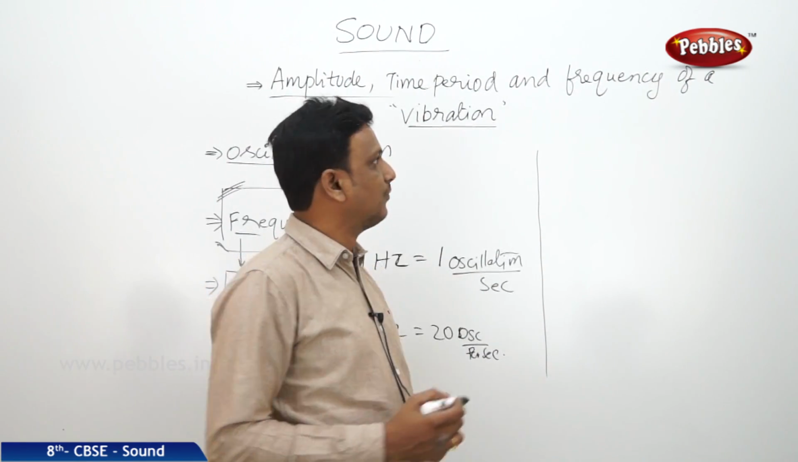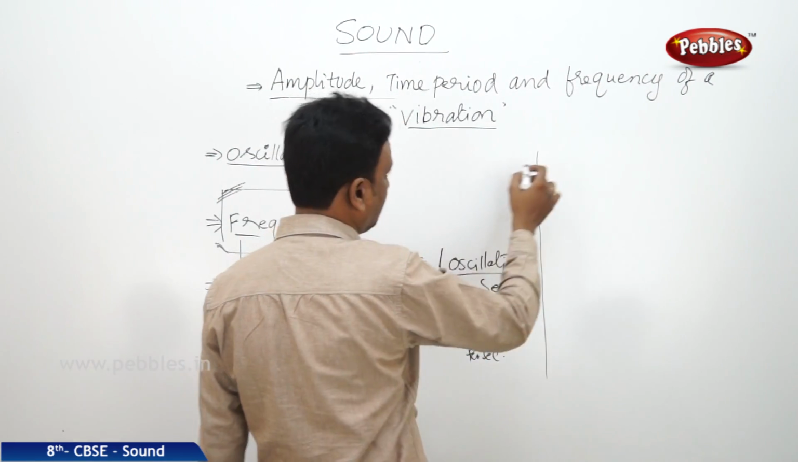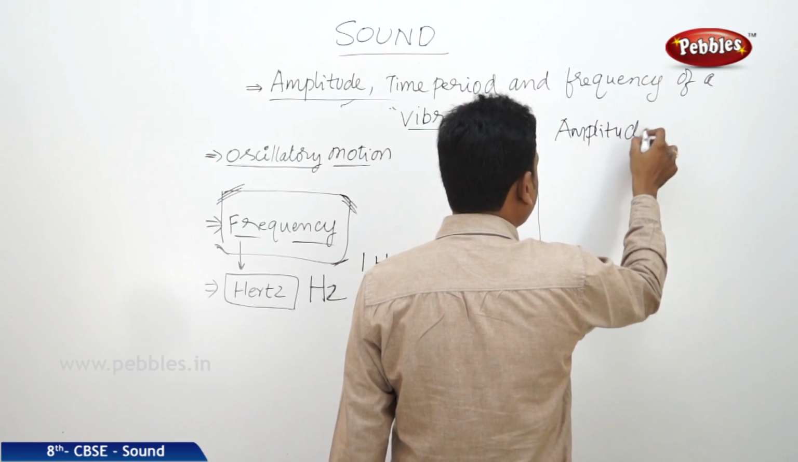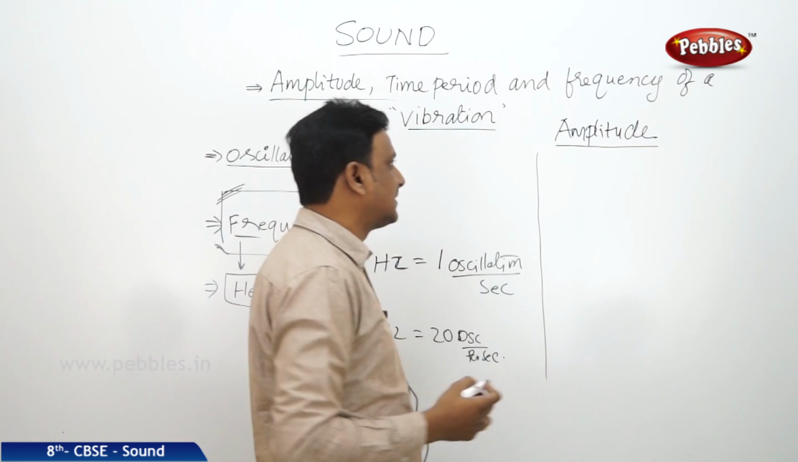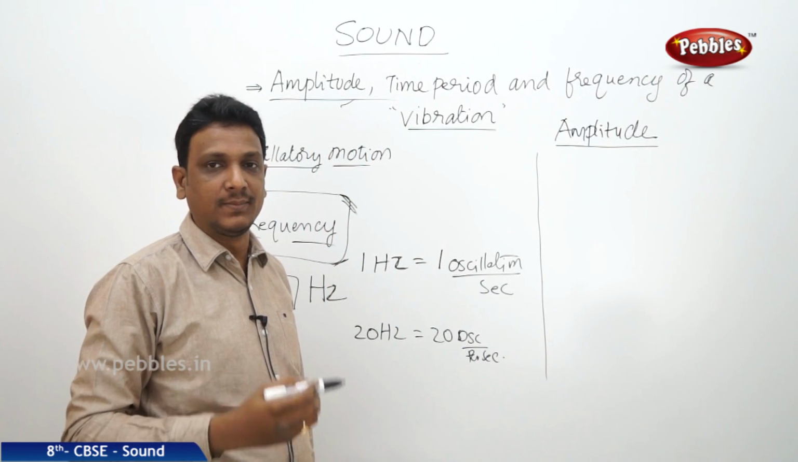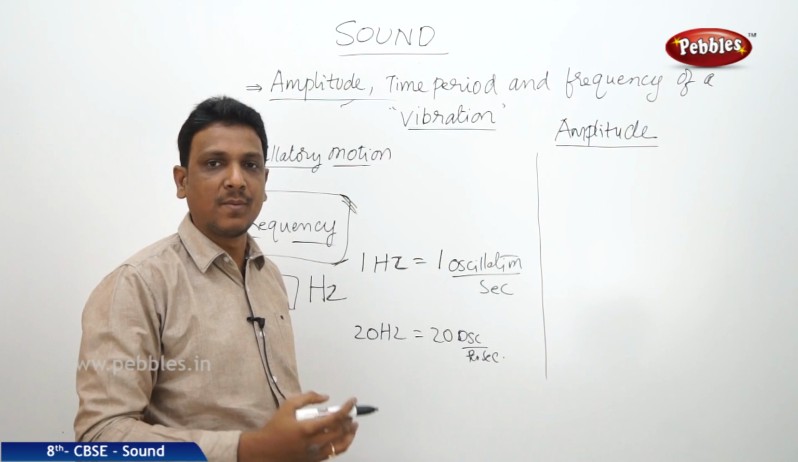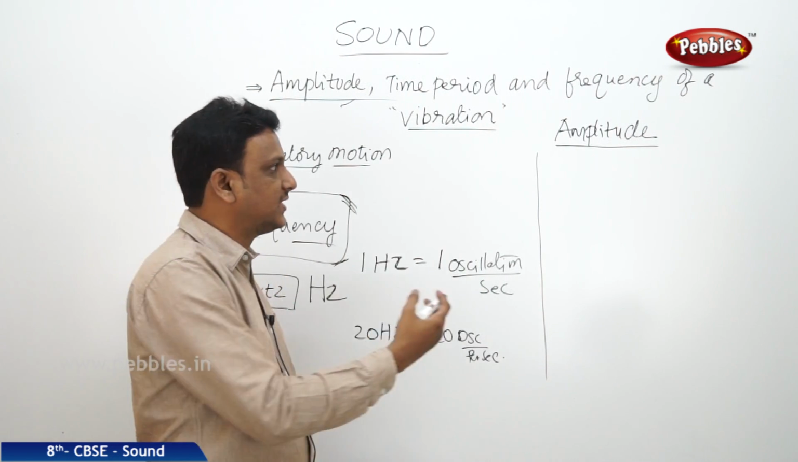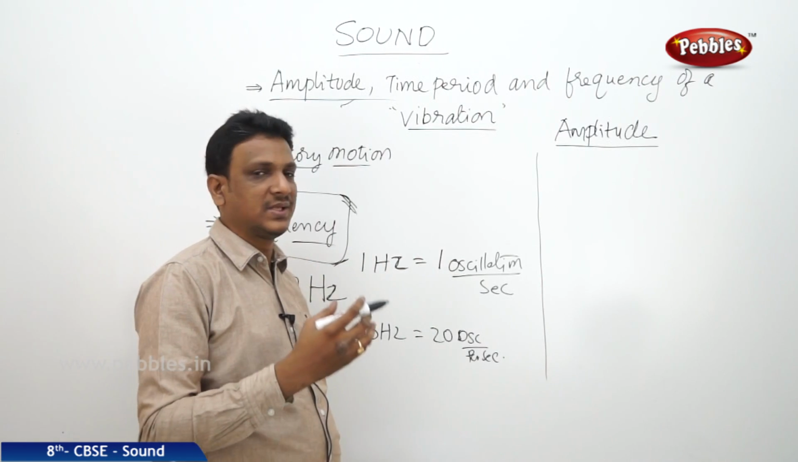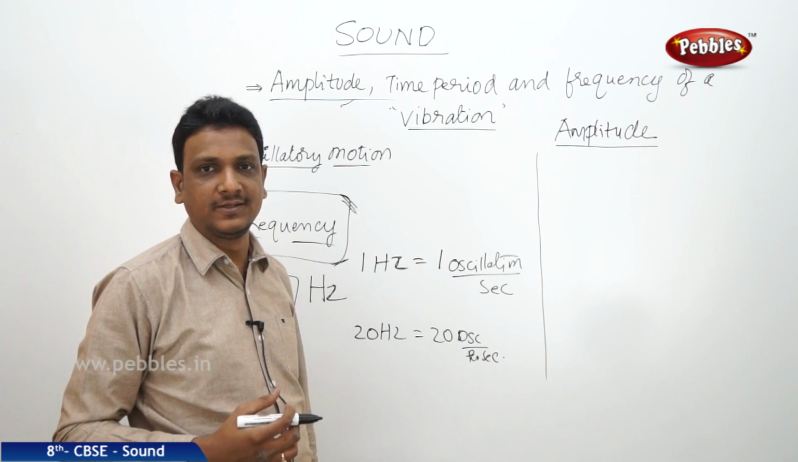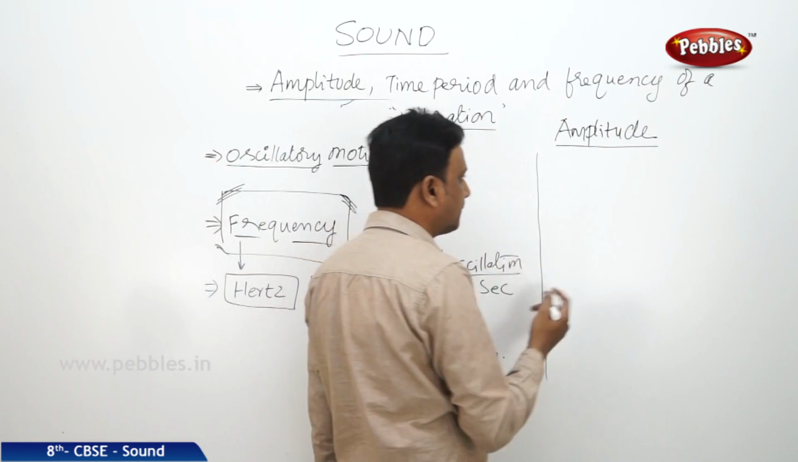Now let us learn about one more property, that is amplitude. Let us see what this amplitude is. To understand amplitude, if you know the waveforms of sound, you can better understand. Sound propagates in the form of waves, but this concept is not introduced here. So just with the help of some activity, some experiment, we understand what amplitude is.